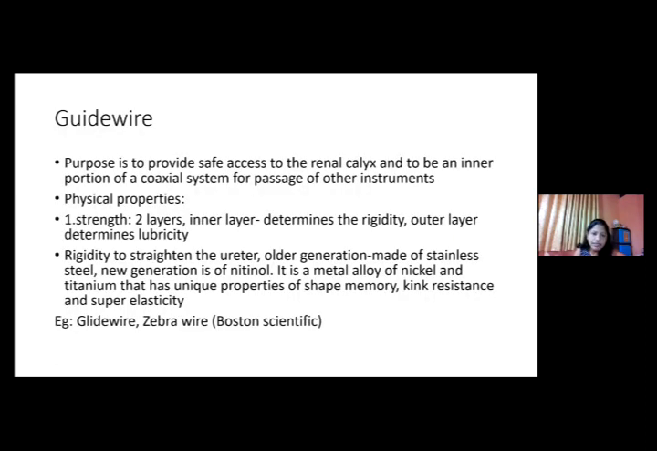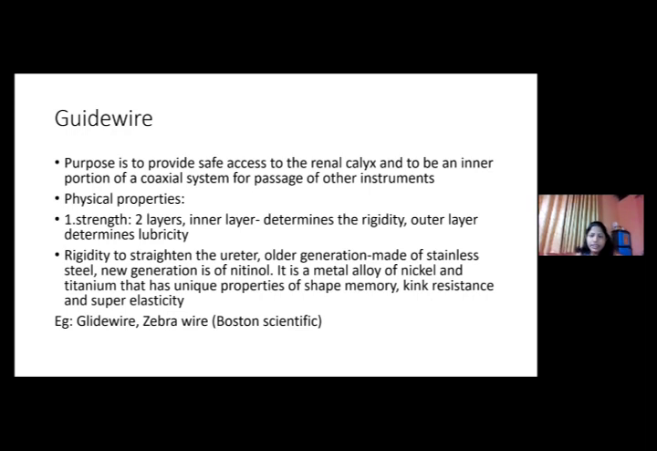Then coming to the guide wire. The guide wire is to provide safe access to the renal calyx, and to be an inner portion of the coaxial system for passage of other instruments. The property is strength, which is important, and it has 2 layers: the inner layer and the outer layer. The inner layer determines the rigidity. The outer layer provides lubrication.